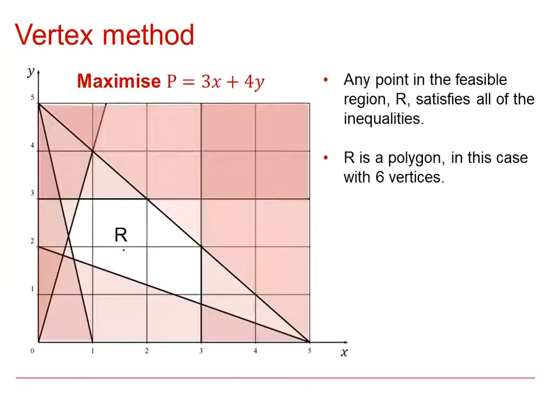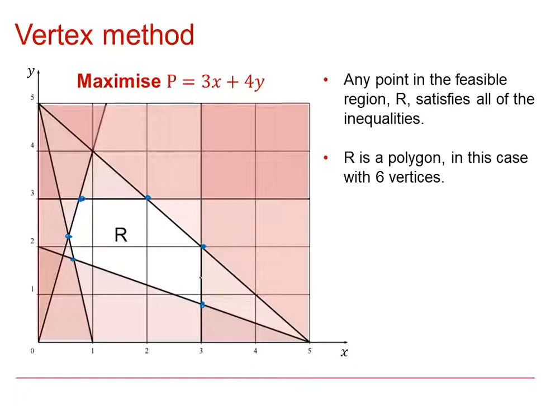So let's have a look at this feasible region. Our objective is to maximize P equals 3x plus 4y. One method is to use a vertices method. We know that any point in the feasible region satisfies all the inequalities. We know that R is a polygon and it has 6 vertices. So one method is to go round finding all the vertices. One of the vertices must be an optimum solution.